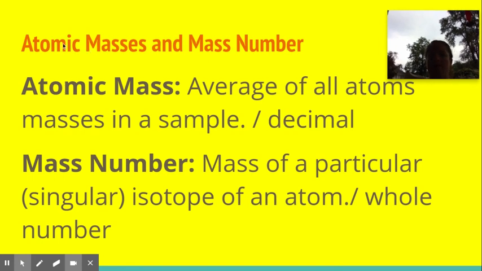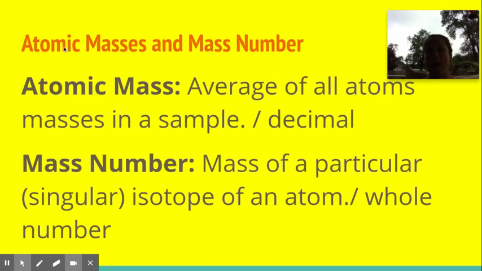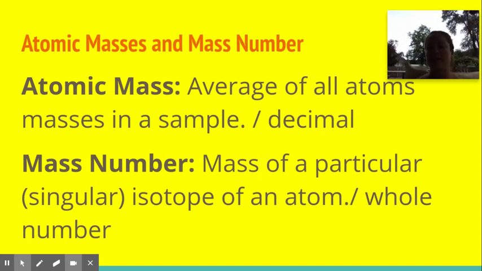All right, so there's a difference between the atomic mass and the mass number. The atomic masses are the decimal numbers usually given to us with the periodic table. The atomic mass is the average of all the atoms' masses in a sample, so it's going to be in decimal form. The mass number is for a particular atom or a particular isotope of that atom, so that would make it a whole number.